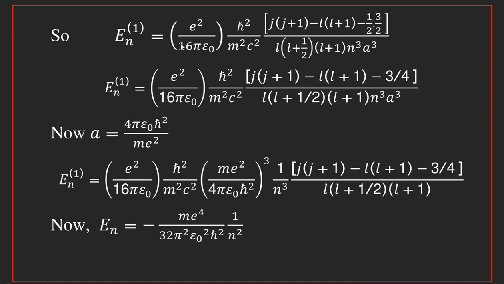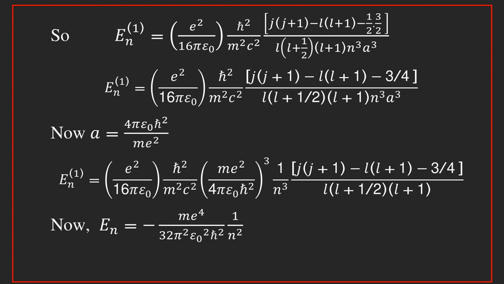So En of 1 is equal to e square by 16 pi epsilon 0, h cross square by m square c square, j into j plus 1 minus l into l plus 1 minus s into s plus 1, that is 3 by 4, by l into l plus half into l plus 1 into n cube a cube. That is equal to En of 1 is equal to this one into minus 3 by 4, by l into l plus half into l plus 1 into n cube a cube. Now we are converting this in terms of n.